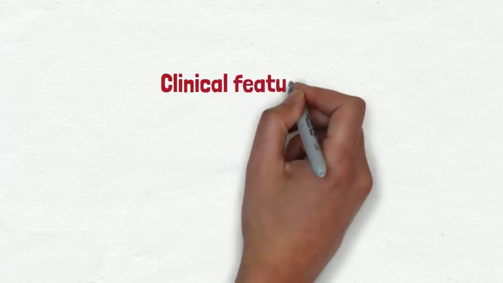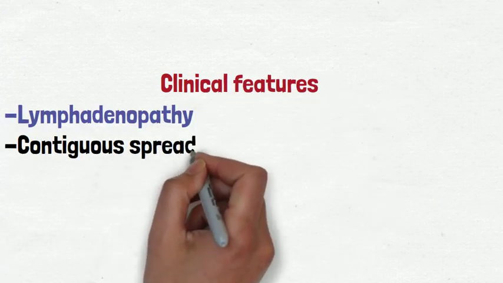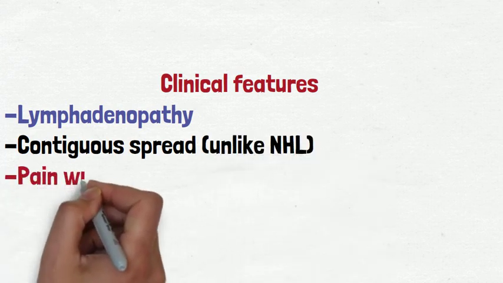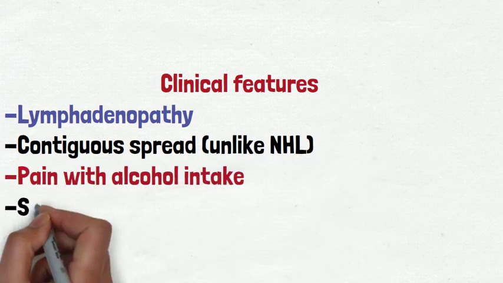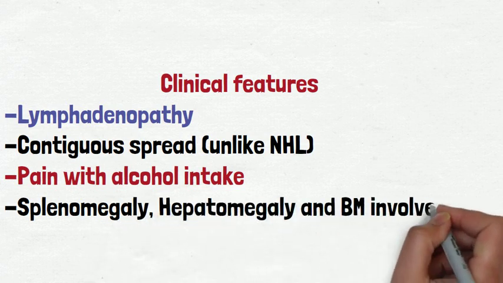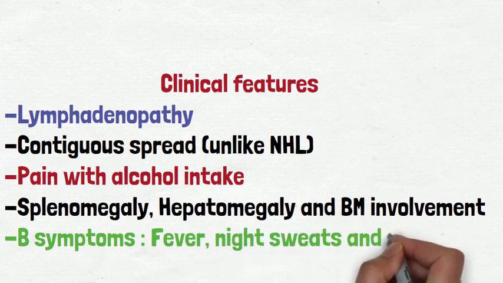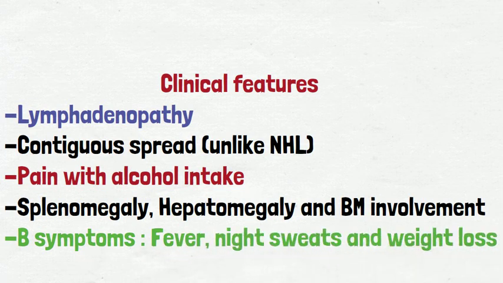Now, let's talk about clinical features. Painless rubbery lymphadenopathy, which spreads contiguously, is the classical presentation of classical Hodgkin's lymphoma. There may be pain in the lymph nodes with alcohol intake. Splenomegaly, hepatomegaly, and bone marrow involvement may also be seen. Similarly, B symptoms like fever, night sweats, and weight loss can also be present. The pattern of fever seen in Hodgkin's lymphoma is termed Pel-Ebstein fever. This is basically a relapsing remitting type of fever.